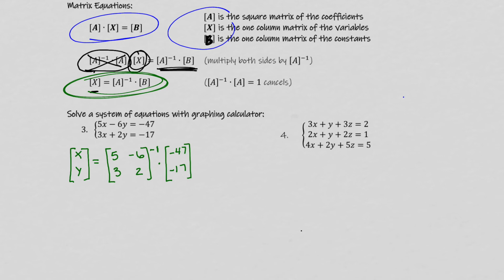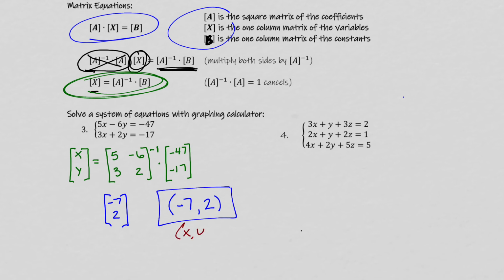Okay, so in that video, we saw that our answer ends up giving us a matrix that said -7, 2. Now remember, we write systems as a point. So this gave us the point -7, 2. It's always X, Y.